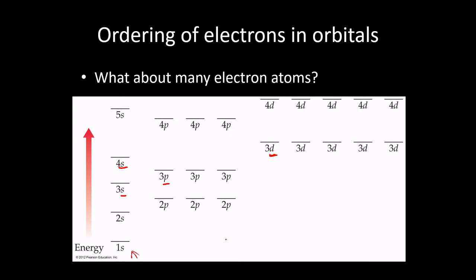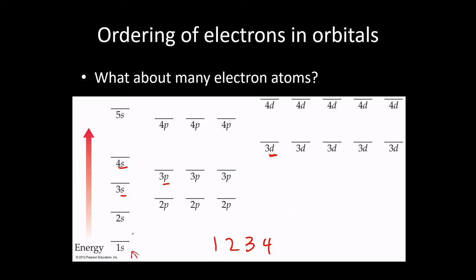So we can't just say fill all the 1s, fill all the 2s, fill all the 3s, fill all the 4s, and you're fine. Because of this staggering, if you will, of the energies, because of the different shapes of orbitals, we have to actually know the correct order for these things. We can't just go 1, 2, 3, 4.